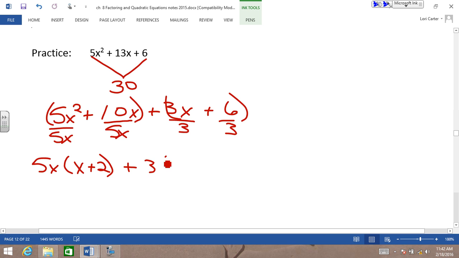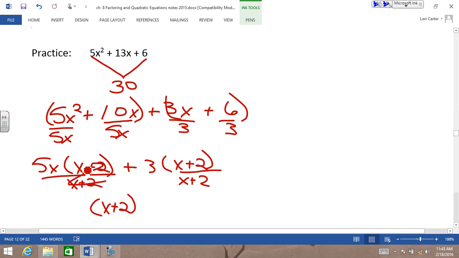x plus 2. The x plus 2s are what are in common. So, x plus 2 goes in front, with 5x plus 3 left.